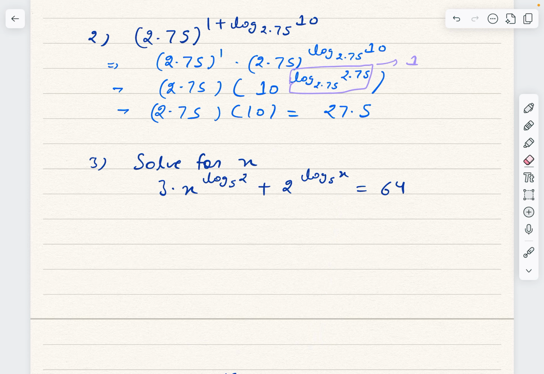Next problem is solve for x. We have 3 into x power log base 5 of 2 plus 2 power log base 5 of x is equal to 64. You have to find the value of x. Give it a try. Pause the video. Let us start discussion.